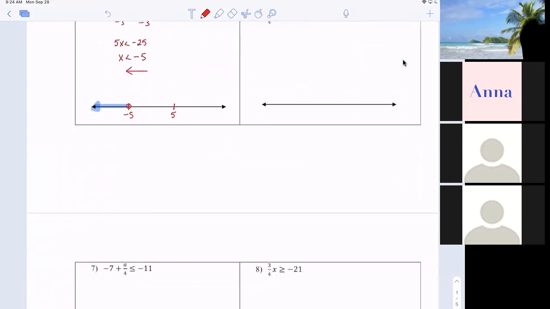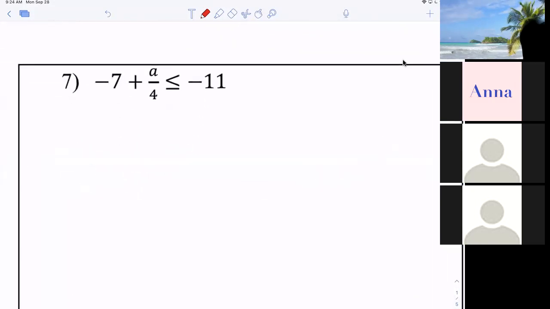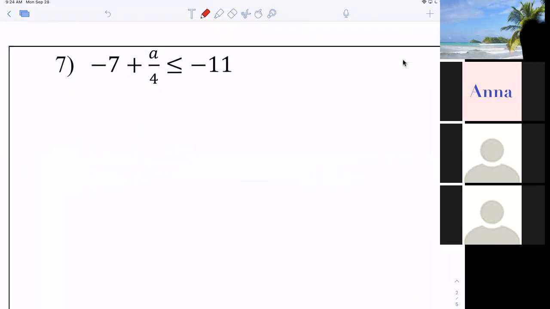All right, here we go. Number 7. What do I have to do first on number 7? Yes, Sienna, go. Add 7. So now, A over 4 is less than or equal to what? Negative 4. All right? Girls, any questions?